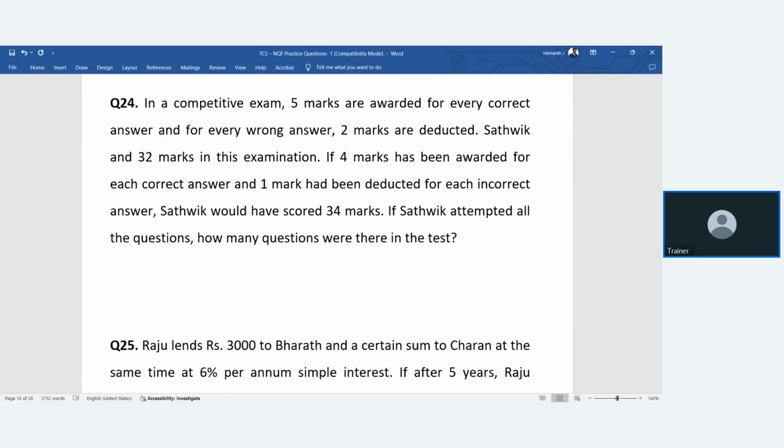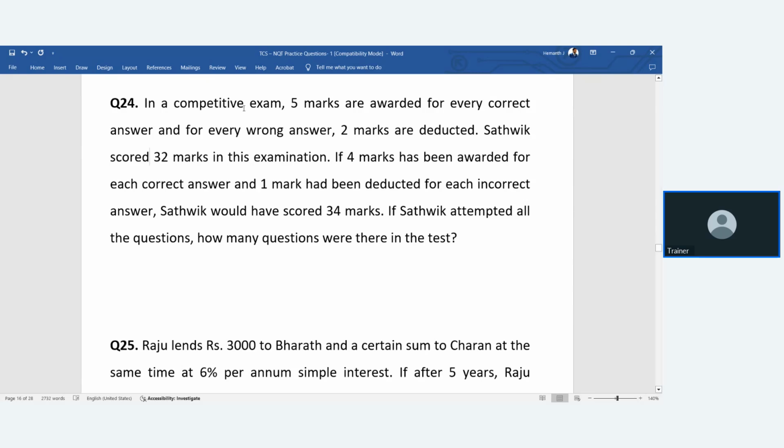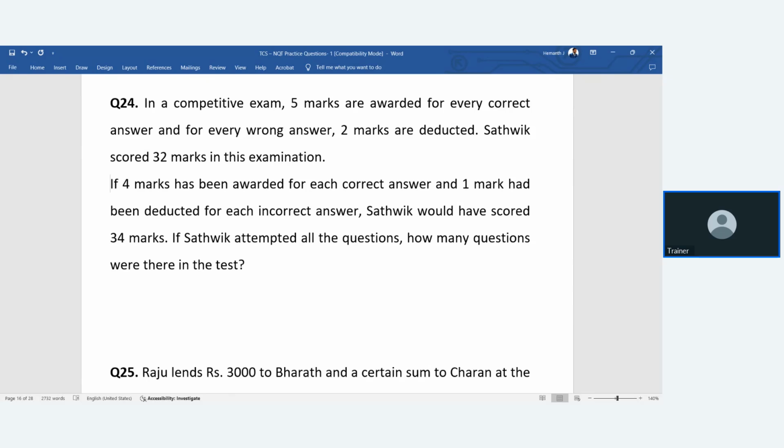You will get 5 marks for a correct answer, and 2 marks deducted, -2, for a wrong answer. Satvik got 32 marks in this examination. Now there is again a change. If it is 4 marks for correct and 1 mark deducted for a wrong answer, he scored 34. So the question is, how many questions are there in the test?